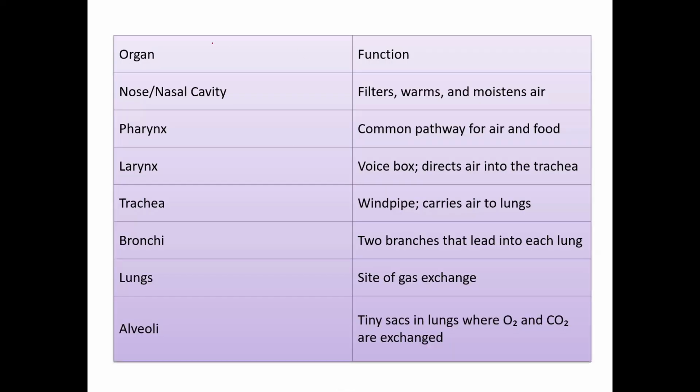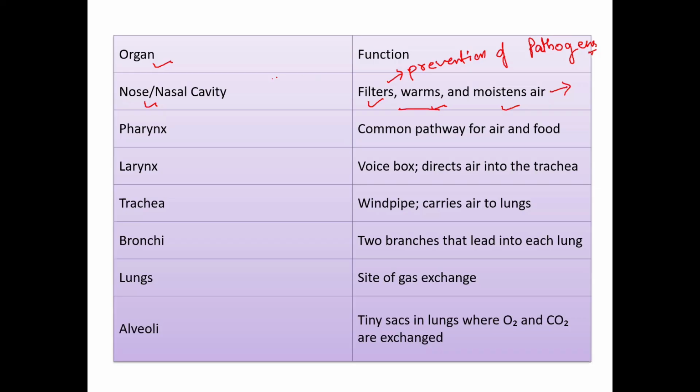Let's recall each organ and its function, starting from the nose. The nose is the external opening which helps in the intake of oxygen. It filters, warms and moistens the air. Why does it need to be filtered? To prevent pathogens from going inside the body. What is a pathogen? Pathogens are simply disease-causing organisms such as bacteria, viruses, etc. Warming helps to maintain temperature.